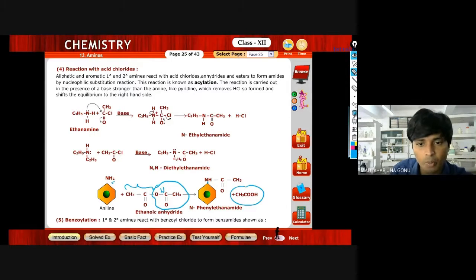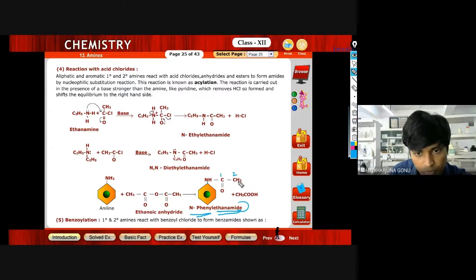The name of this compound will be N-phenyl ethanamide. So names also I am saying, ethanamide. Why are we calling it N-phenyl? This we are taking as a substitution. This is the root word, 1 and 2. Okay. So N-phenyl. So what on the N is there? Phenyl. So N-phenyl ethanamide.